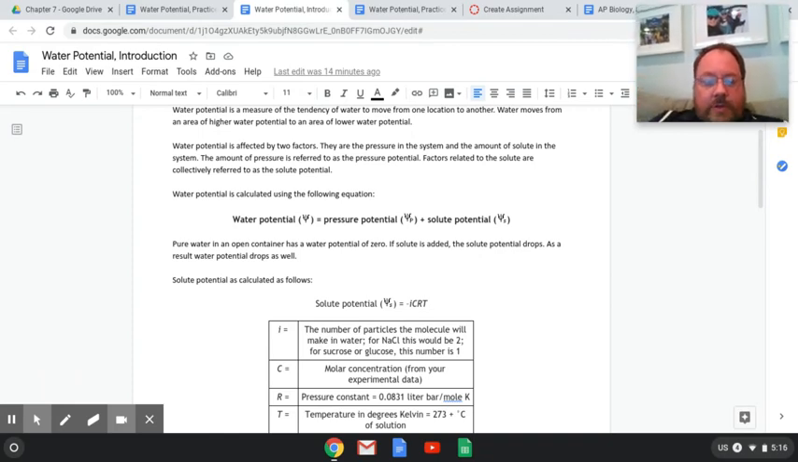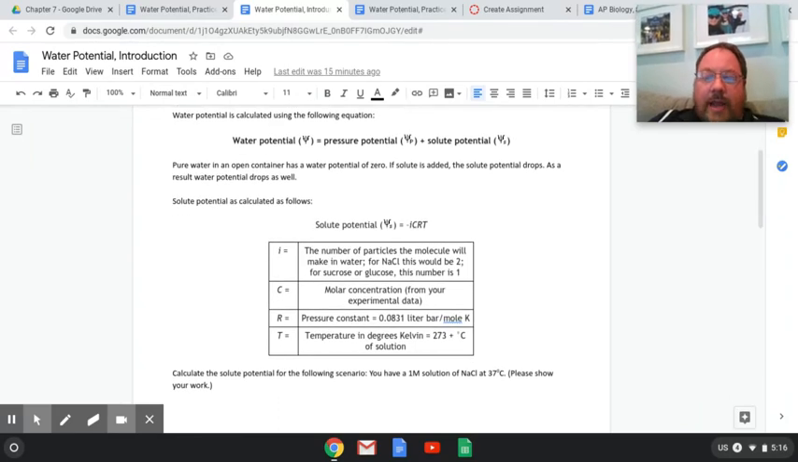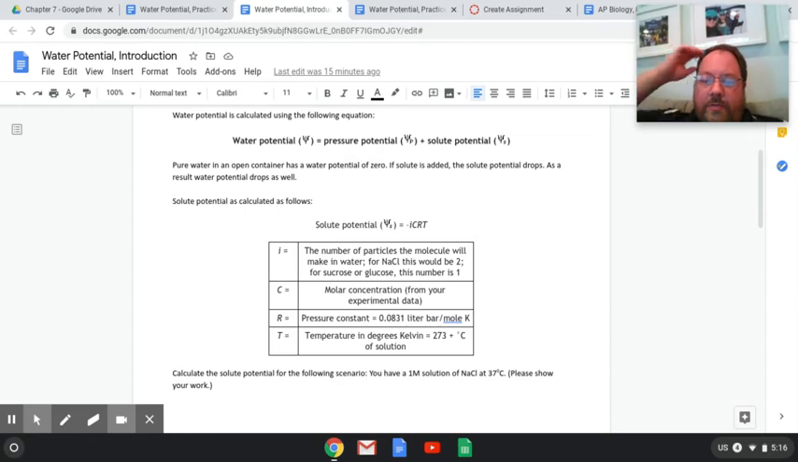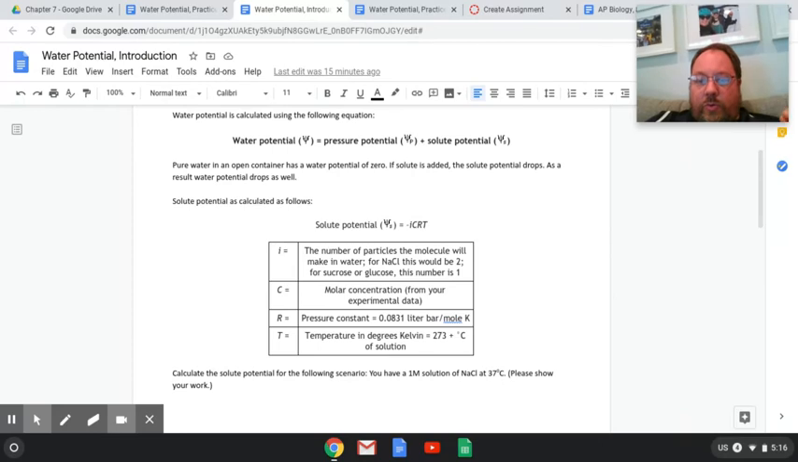Okay. So the one thing you need to remember is solute potential and how it is calculated. If we look at solute potential, there are a few terms that you need to work in here. Solute potential equals minus, and that's a little minus sign here, but it's minus iCRT. Now let's talk about what these different terms mean. i is your ionization constant. It's basically the number of pieces that your solute will dissolve into, if it will dissolve into any pieces.